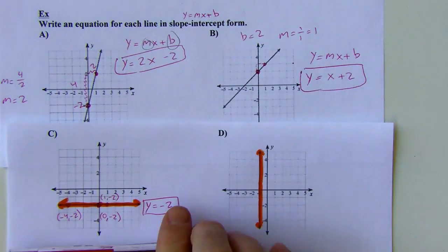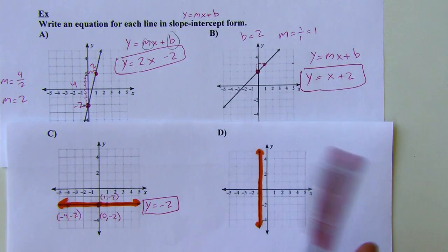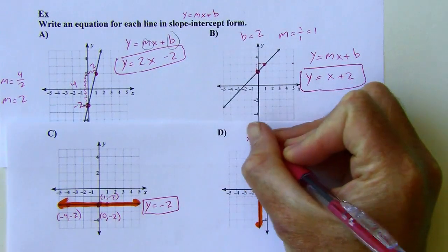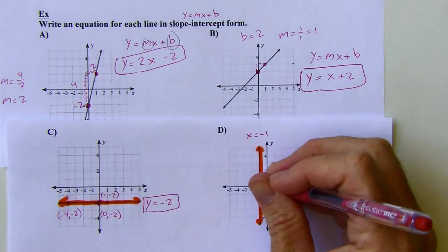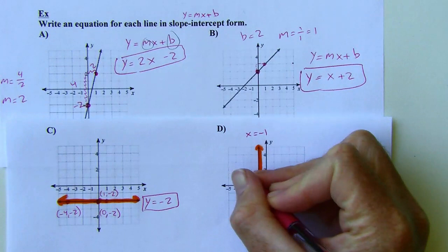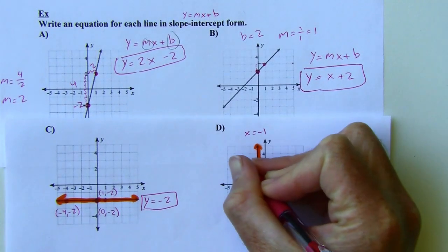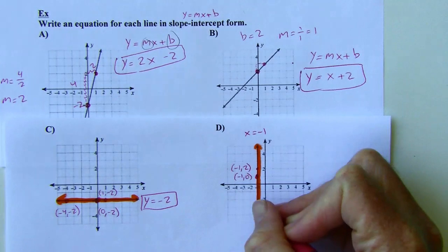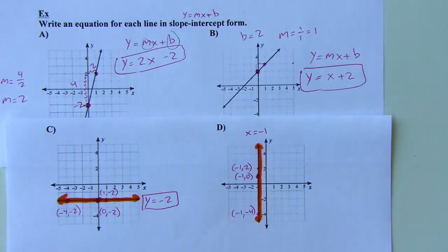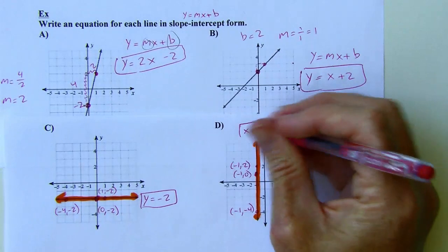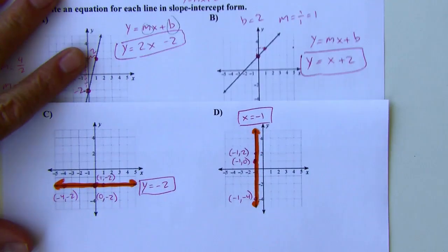Okay, so y equals lines are horizontal. X equals lines are going to be vertical. So if you can memorize that, that's great. But if you ever feel like you're not sure, just think about the points on that line. So, I've got -1, 0. I've got -1, 2. I've got -1, -4. All of those points have an x-coordinate of -1. Therefore, I know this is the line x equals -1. Every point on that line has an x-coordinate of -1.